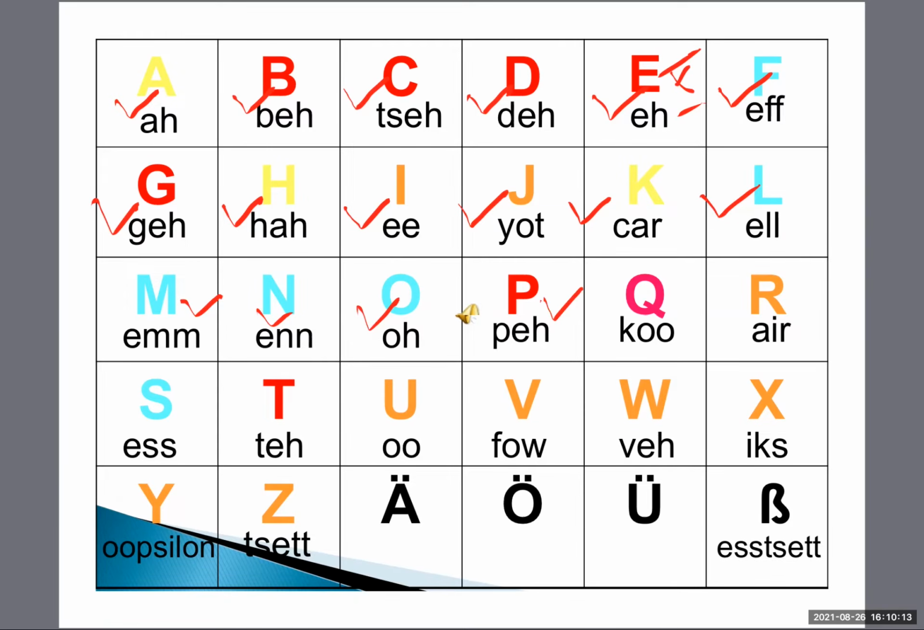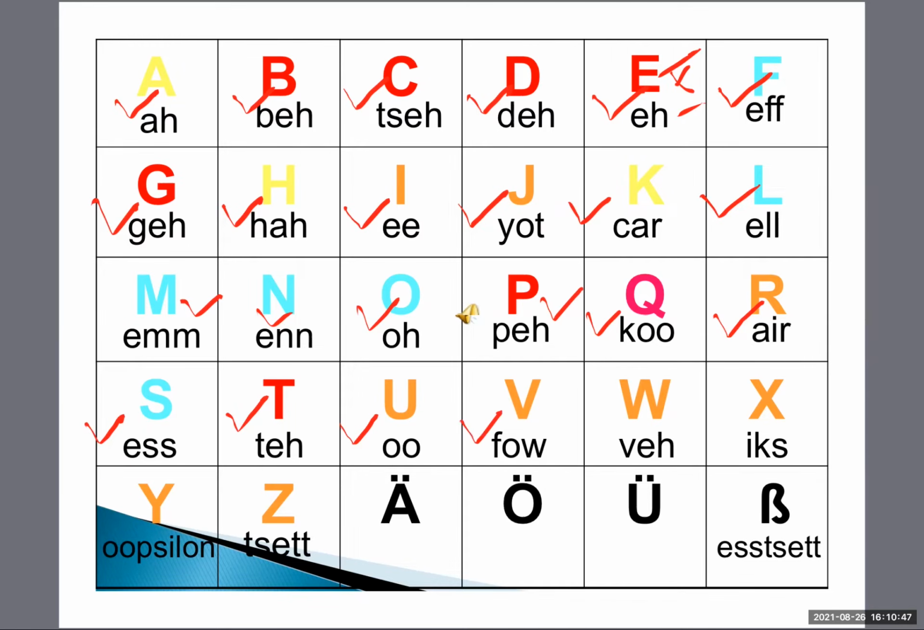P means Pay, Q means Ku. R means air. S is S, T means te, U means u.